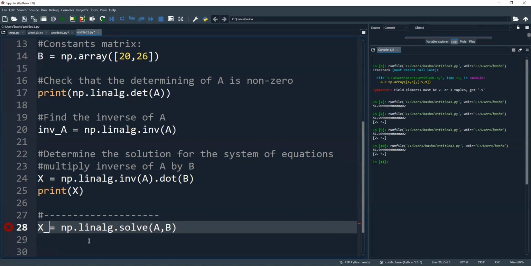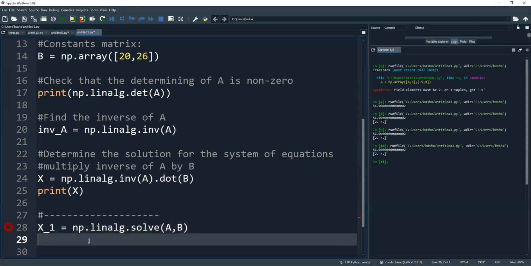And then if I print x1, I should get the same answer as this, right? You get 2, 4 using the first method and 2, 4 using the second. And these are two ways to solve a system of linear algebraic equations.